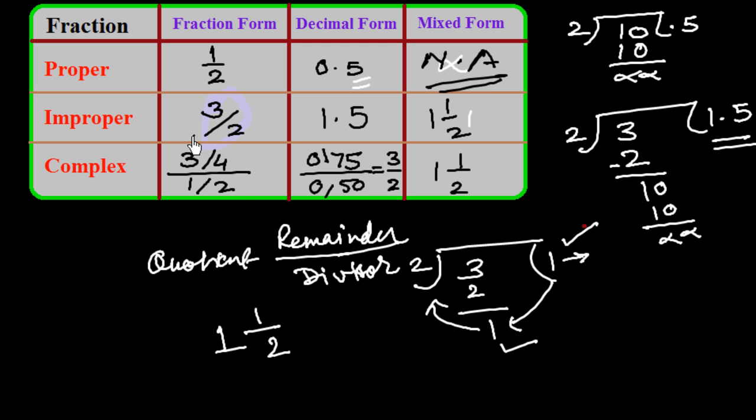So this is a way to express the forms of the fraction. In the proper fraction there is no mixed form. In the improper fraction there is always a mixed form also, and for the complex fraction it depends. So finally, if we get a proper fraction there is no mixed form, and if we get an improper fraction we get the mixed form.